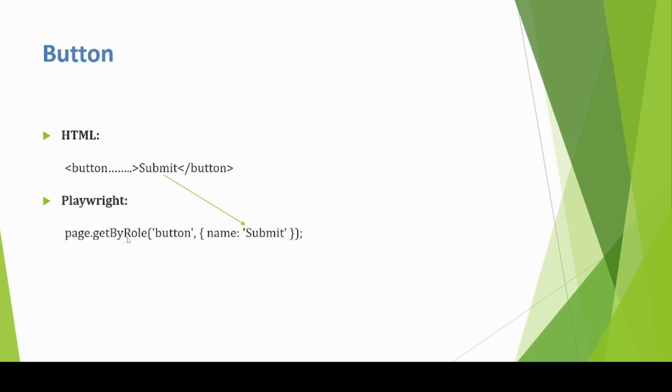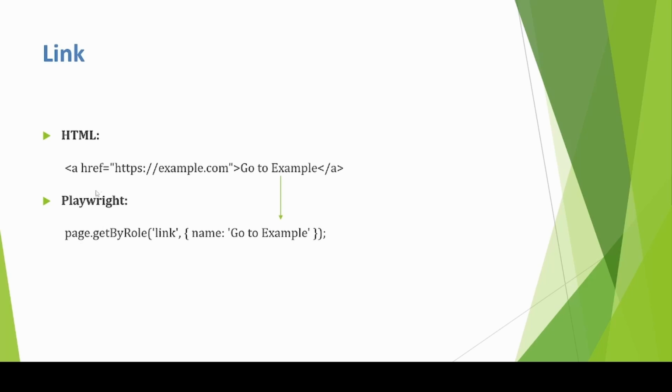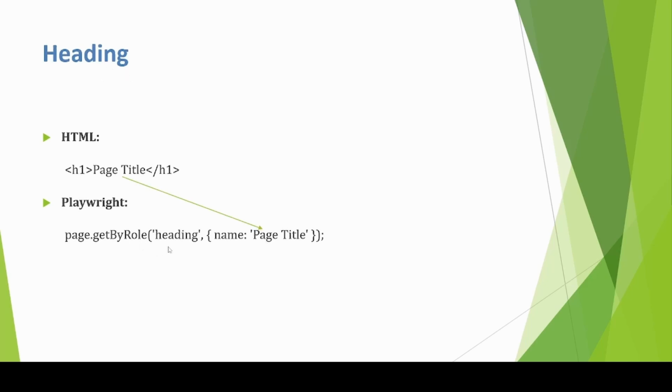Here page.getByRole, we have to mention the element name. The element is this button. The second argument will take the name property. In this name property we have to pass the button text of the element. Next one, for link, how to use getByRole: the role is link, and the second argument takes the name property. In the name property we have to give the name of the link. Next one is heading. For heading, this is h1, which means heading, so we have to pass heading, and the second argument is the name property. In the name property we have to pass the name of the heading.